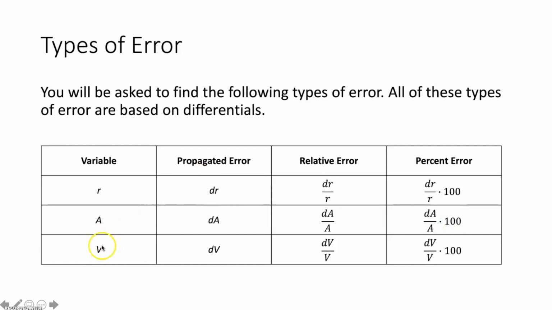The propagated error of v is going to be dv, or the differential of v. The relative error is just going to be dv, the propagated error, divided by the exact value of the volume, so dv over v. And the percent error is just taking that relative error and multiplying it by 100.